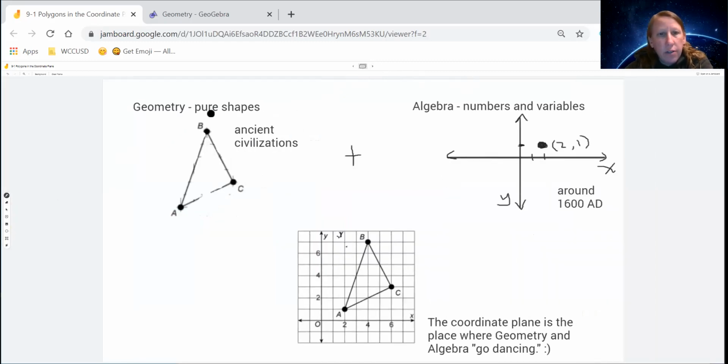That means in geometry, which people have been doing since ancient civilizations, the Egyptians, the Babylonians, they used to just draw shapes and look at the relationship between shapes. It wasn't until around the year 1600 that a philosopher named René Descartes, he was a French guy, René Descartes, Descartes, it's very French.